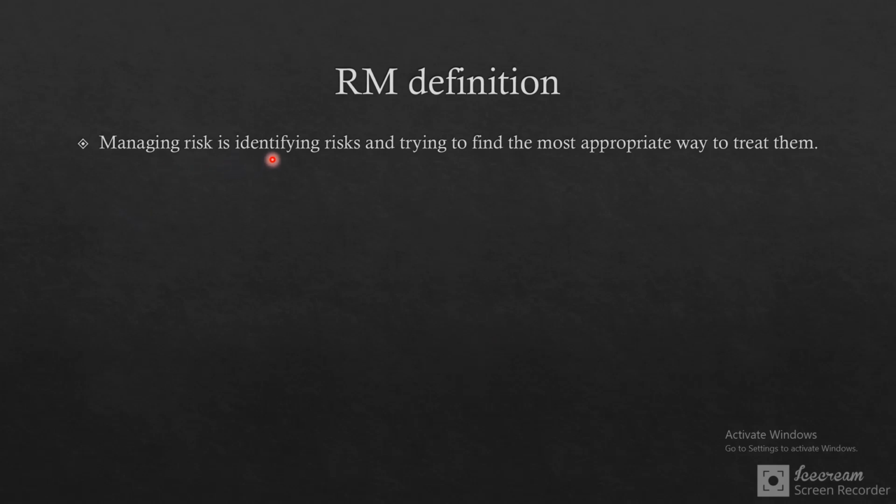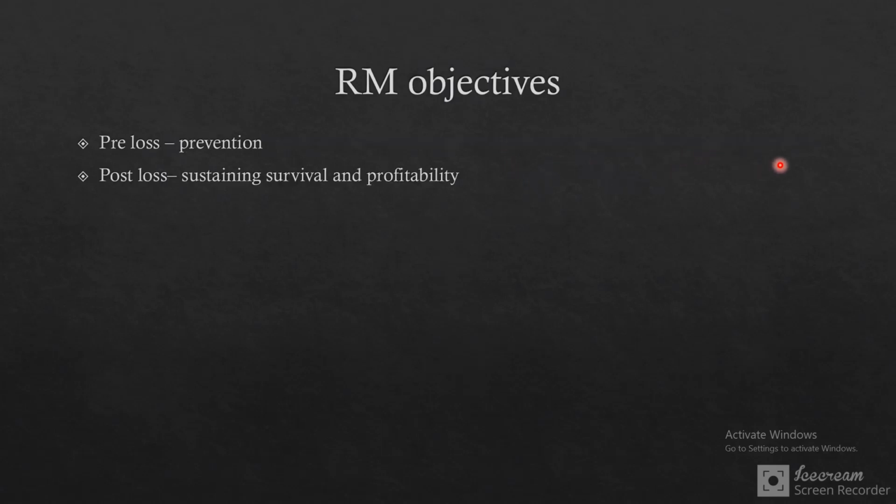Managing risk is identifying risks and trying to find the most appropriate way to treat them, by having these objectives. The objective of managing risk before the loss is just to prevent it, and after the loss happens, sustaining survival and profitability is the risk manager's objective.